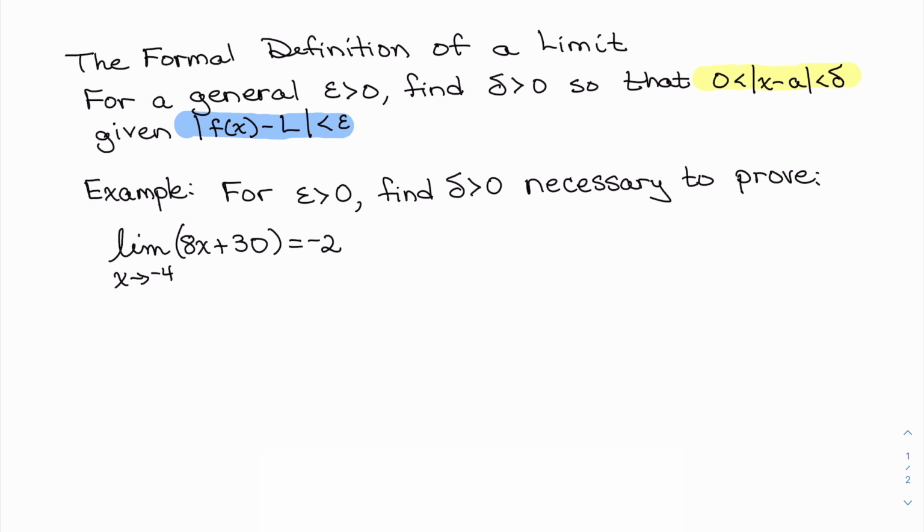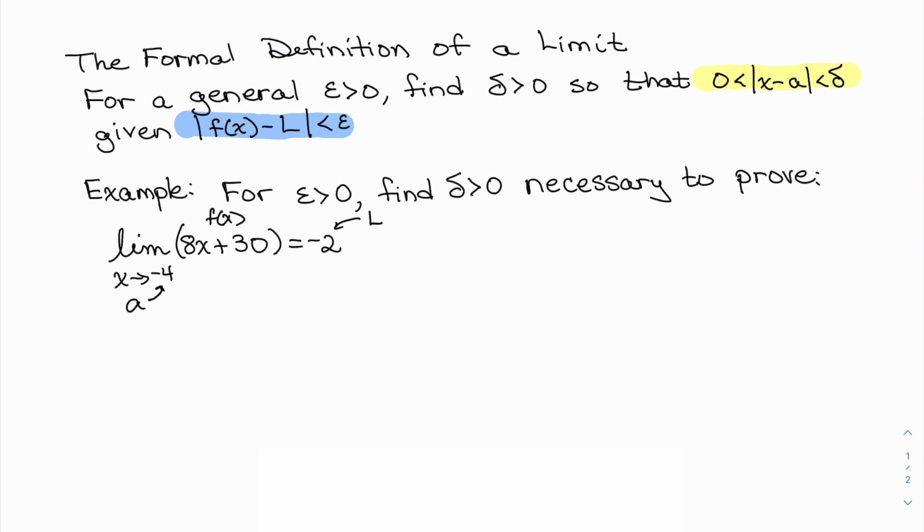So remember, we start with what's highlighted in blue, and we also want to look at what each of the components are in our specific example. So our 8x plus 30, that's our f of x. And what the limit is equal to, that's your L. And the value that the x is approaching, that is a.